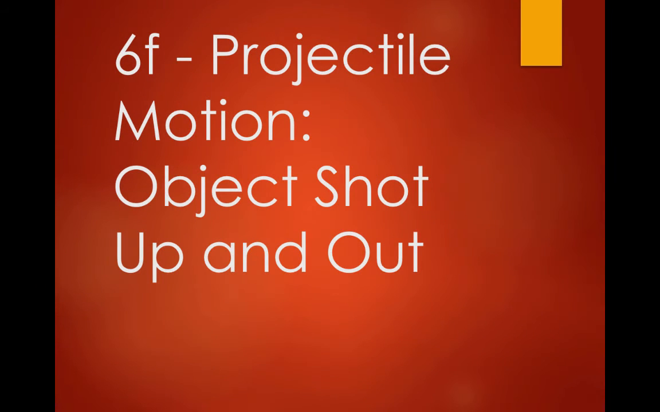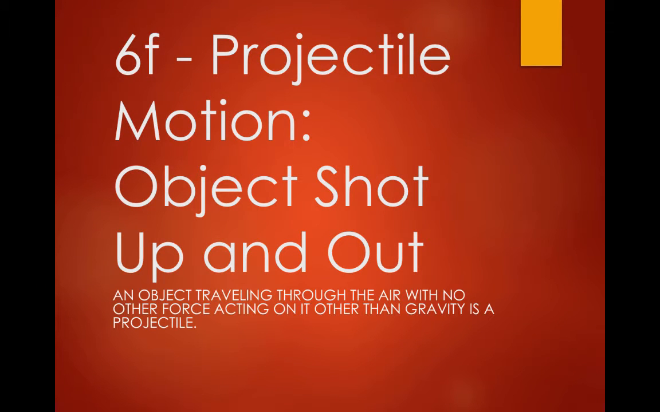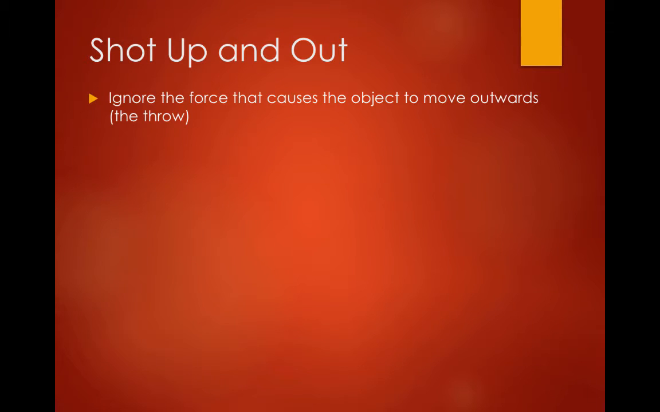6F, projectile motion, object shot up and out. Remember, a projectile is an object that travels through the air with no force acting on it other than gravity. When we investigate this type of projectile, we will again ignore the force that gave the object its initial velocity, the shooter or the gun.